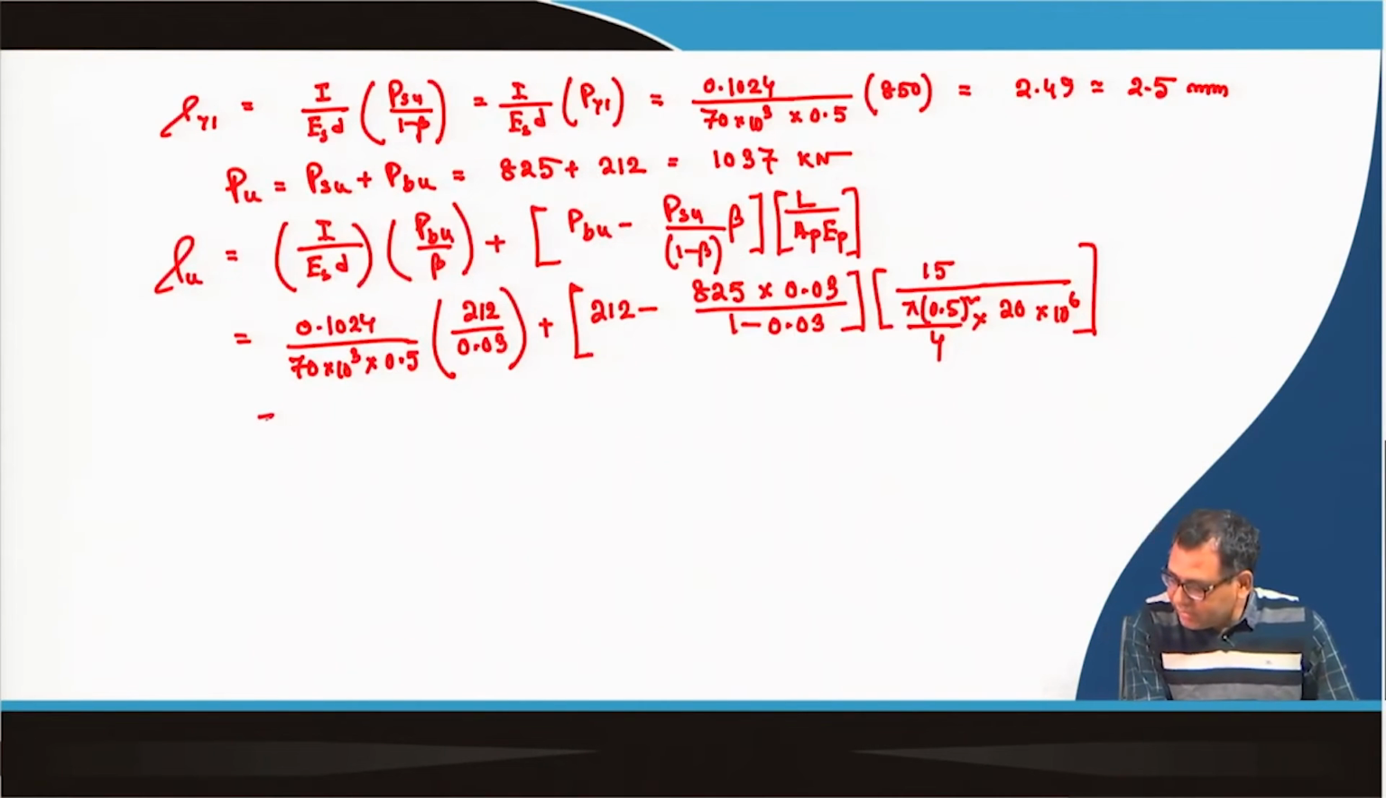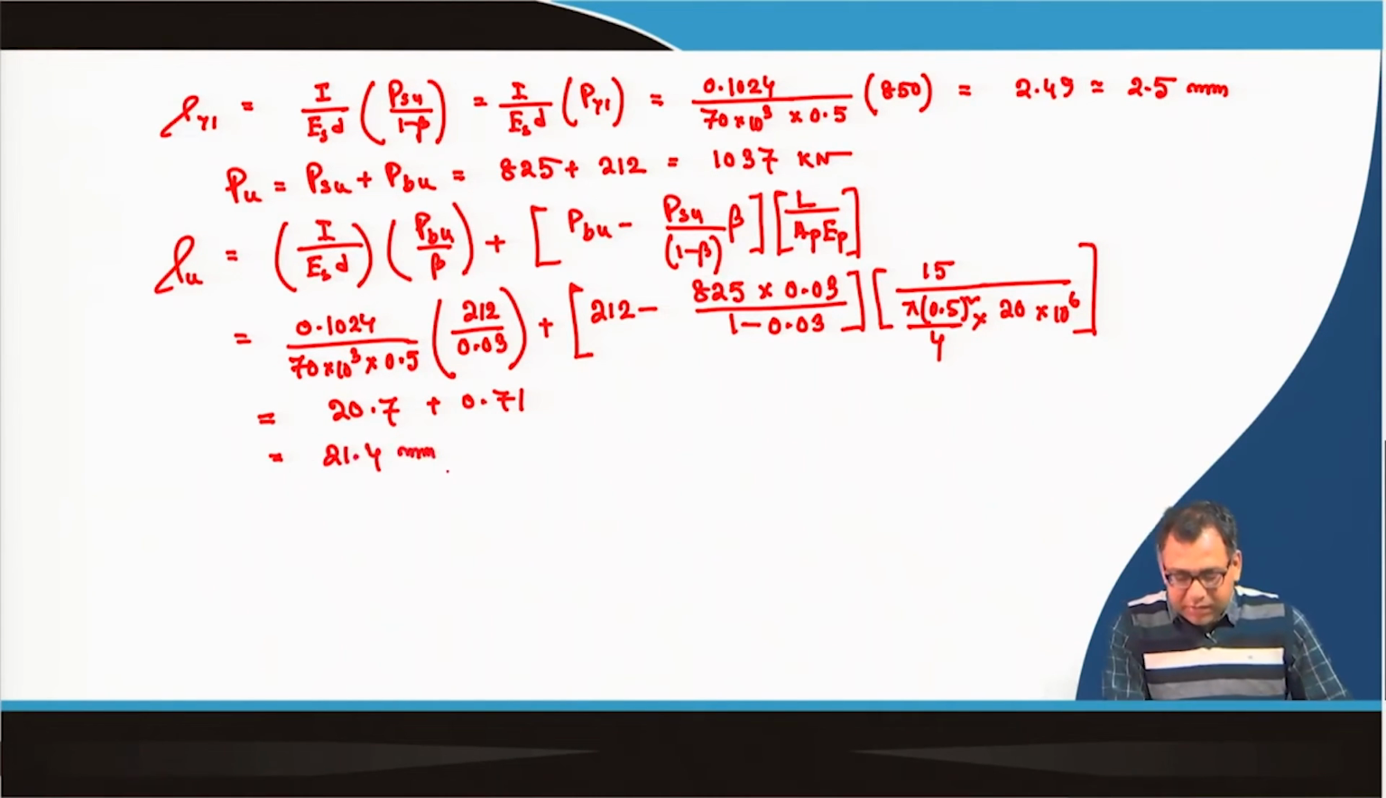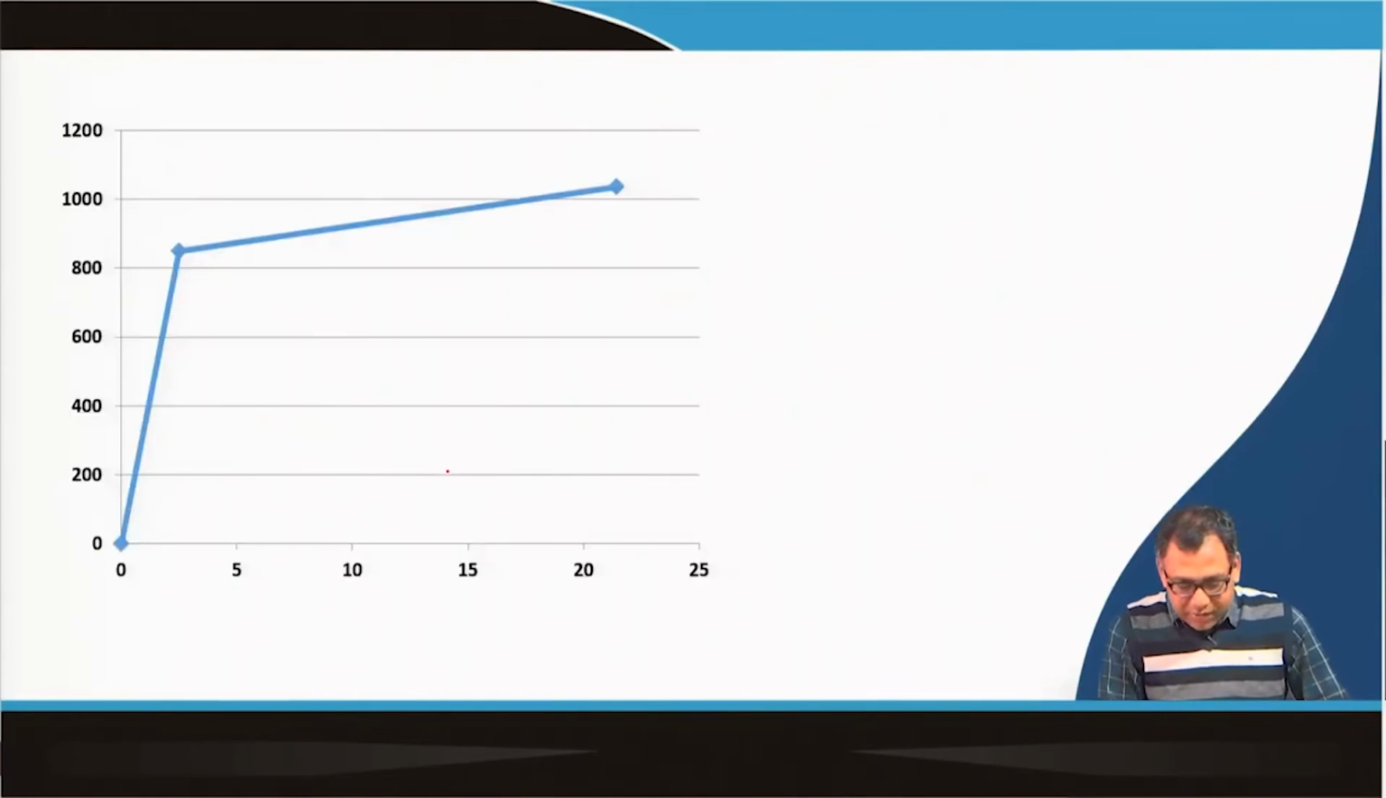So, from there I will get the value as 20.7 plus 0.71, that is 21.4 millimeter. So, from here you can say the soil deformation is 20.7 millimeter, and the deformation of the pile material is 0.71 millimeter. So, overall is 21.4 millimeter. So, finally, we know these all 4 values. So, finally, we have drawn this load settlement curve.